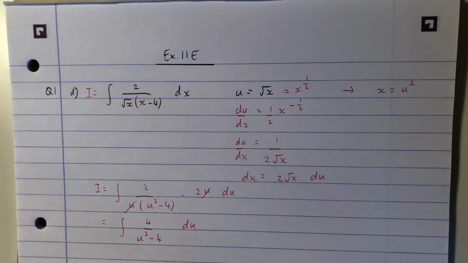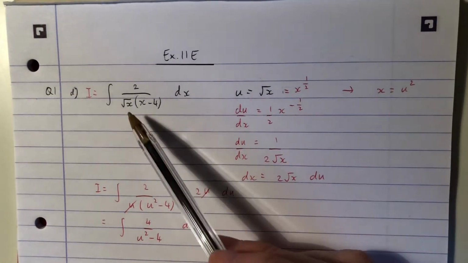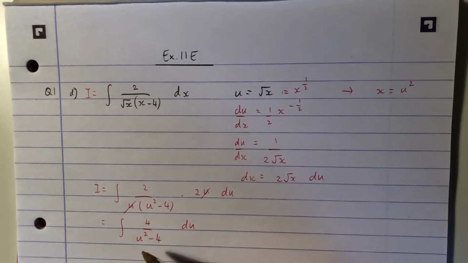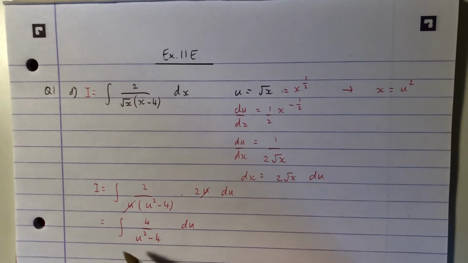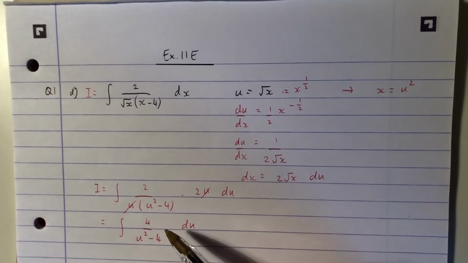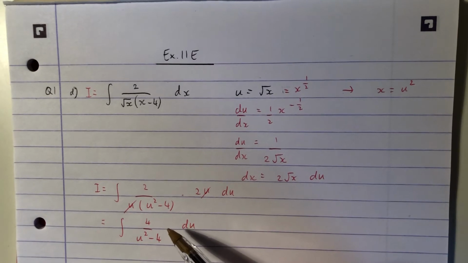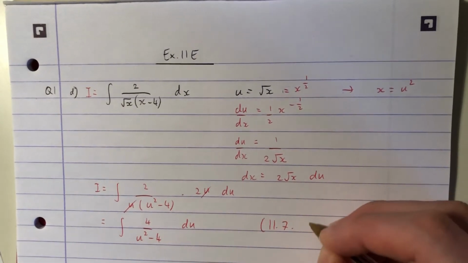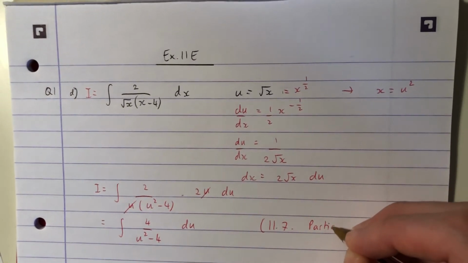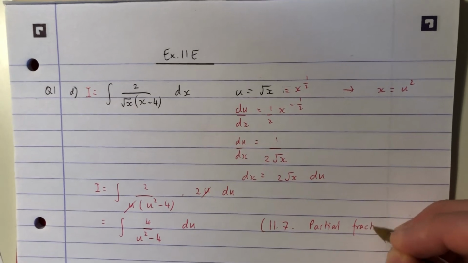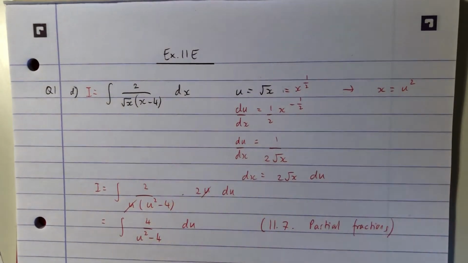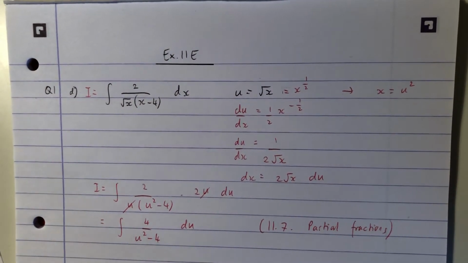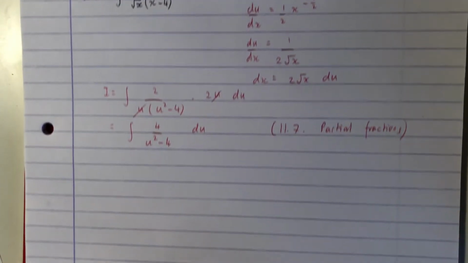Now this does look easier than that first integral. However, the method for this you haven't been taught yet. For some reason they're asking you to do something which is in 11.7. So 11.7 uses something called partial fractions. And that's the technique you need to finish this question off. I'm just going to very quickly go through it.